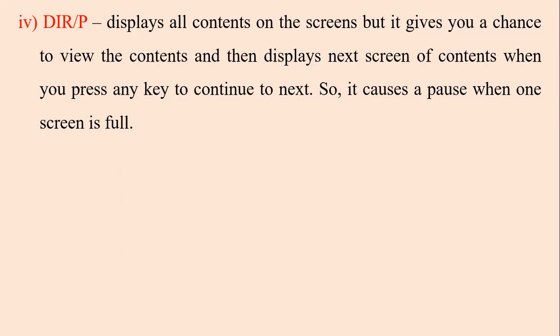In other words, the difference between the dir command that I've already explained and dir forward slash p is that whereas the dir command scrolled all the items continuously on the screen without giving the user an opportunity to see each content, the dir / p displays content that can fit on a screen one group at a time. In other words, once you press dir / p, the operating system will display the directories on the screen, one screen at a time.